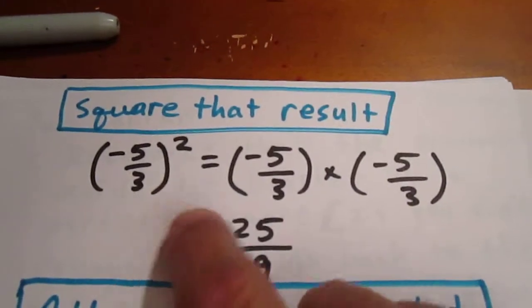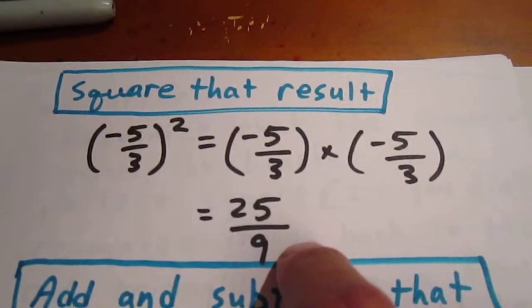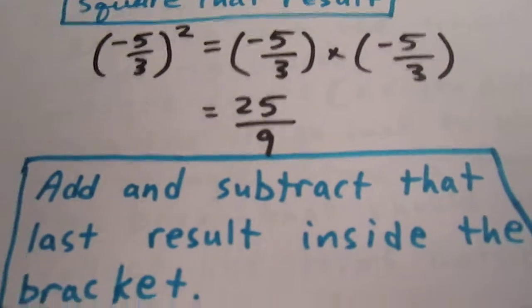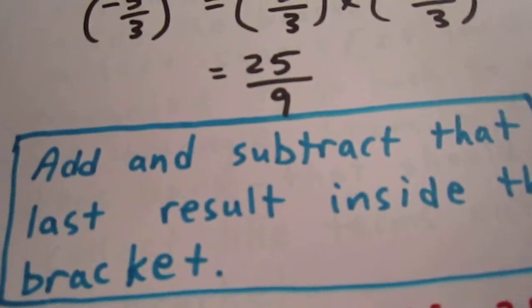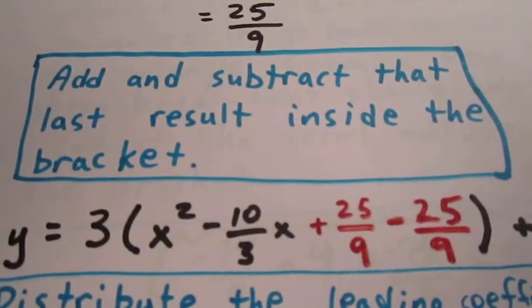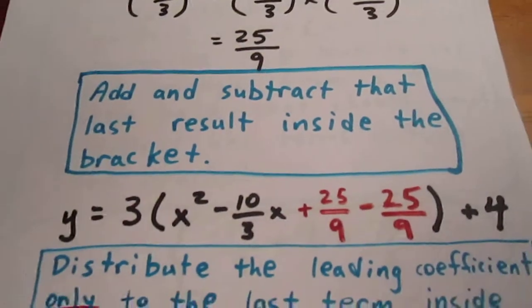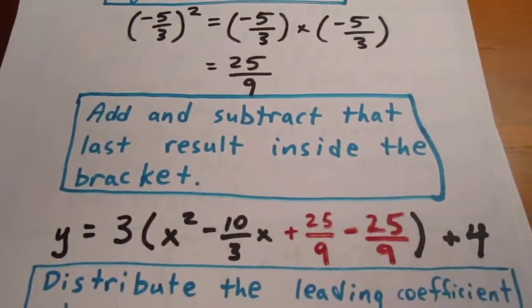Negative 5 thirds quantity squared is negative 5 thirds times negative 5 thirds, which is 25 over 9. We add and subtract that last result inside the bracket. Well, the bracket did say x squared minus 10 thirds x, so now it says x squared minus 10 thirds x plus 25 over 9 minus 25 over 9, and we still have this plus 4 outside.